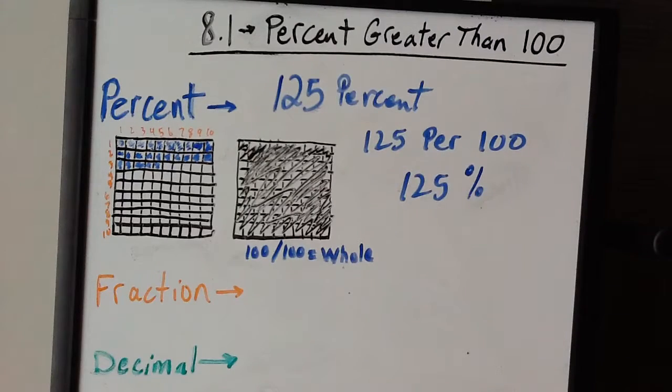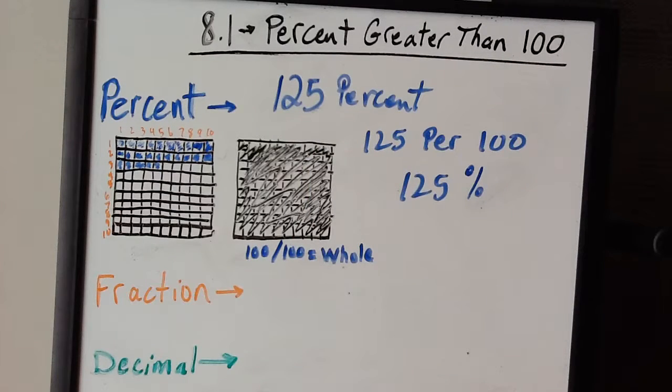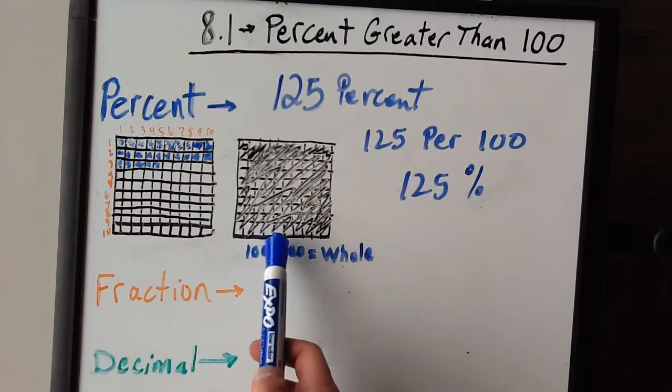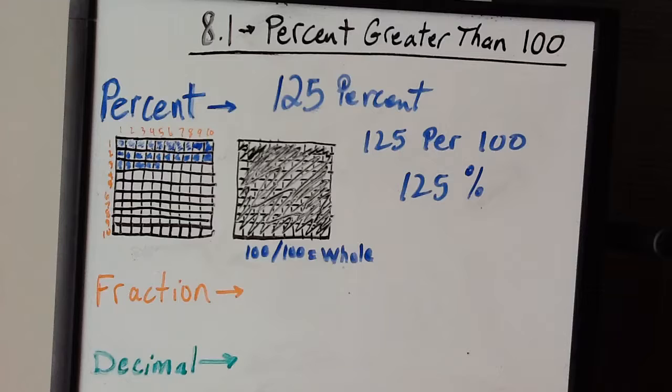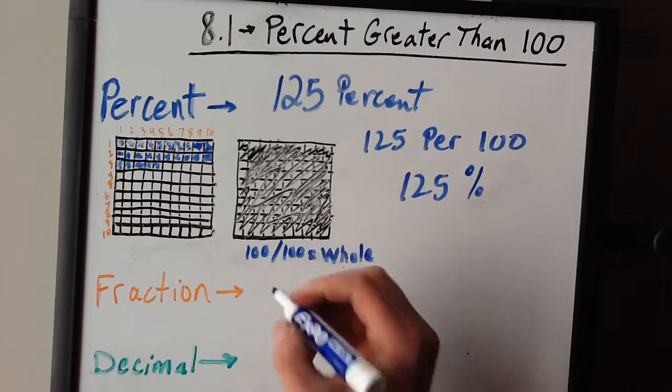In this video, we're going to talk about percent greater than 100. We'll use the example of 125%. Now, since this percent is greater than 100, what this means is that I have more than a whole. On this grid, I have 100 out of 100 little squares shaded. If I have 100 out of 100 shaded, that is the whole thing. This whole thing is shaded. That would be 100%.